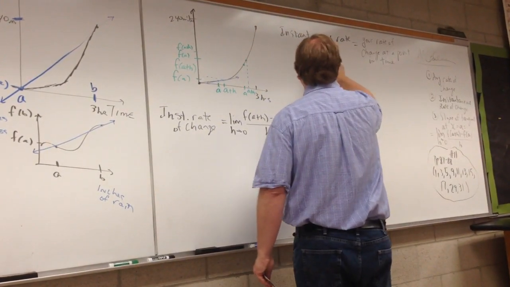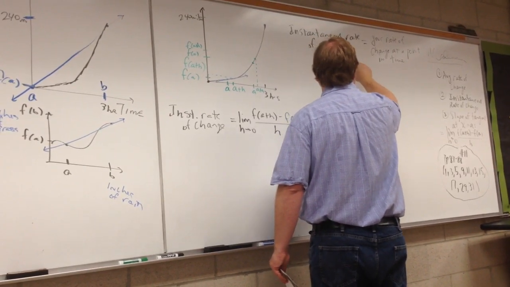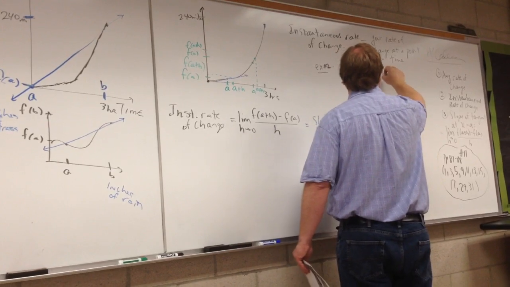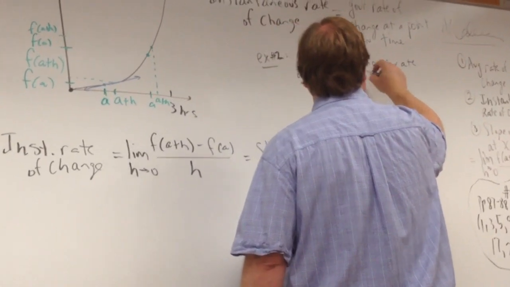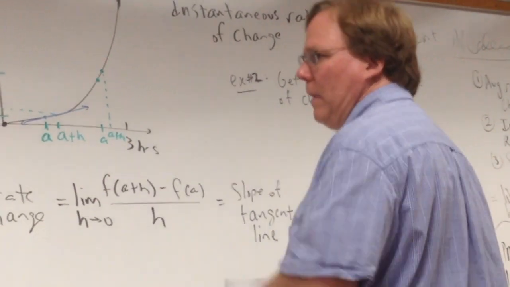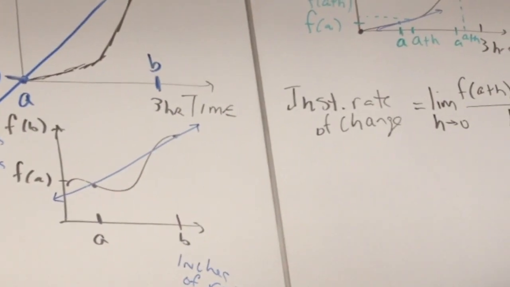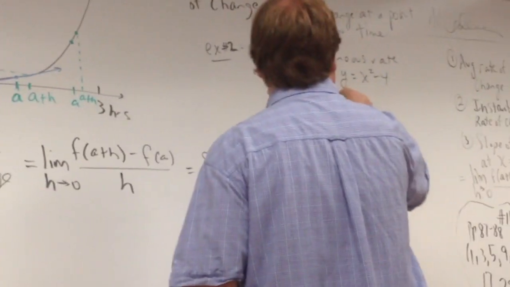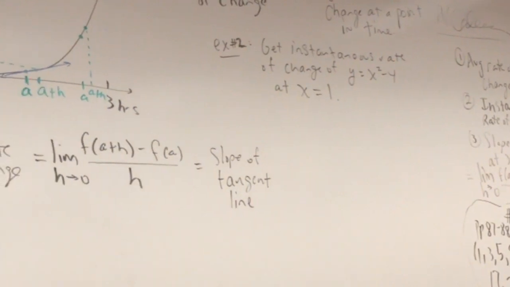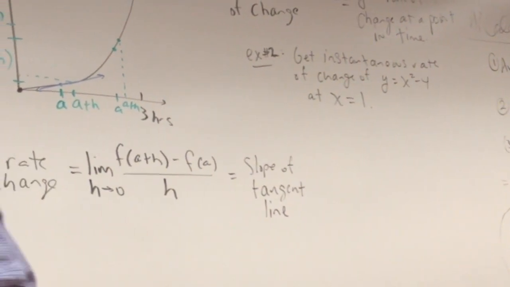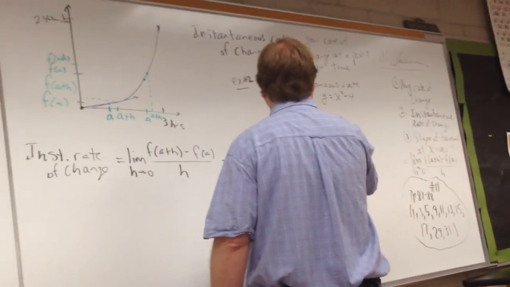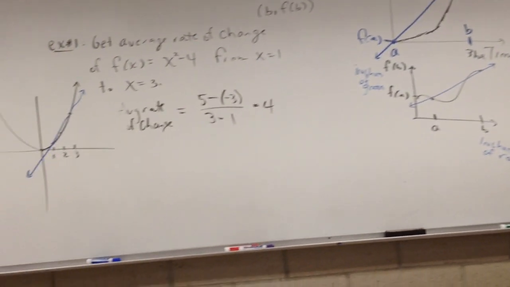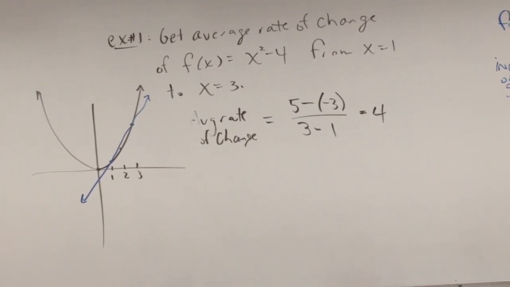Here, example number 2. Get the instantaneous rate of change of y equals x squared minus 4. That's the graph I had last time, or f of x equals x squared minus 4, at x equals 1. What they're asking for is the slope of the tangent at x equals 1.